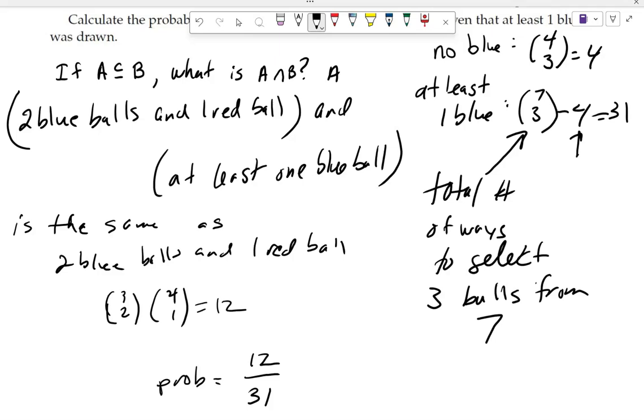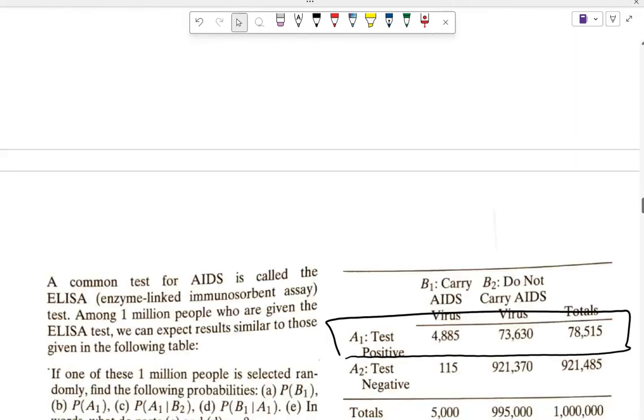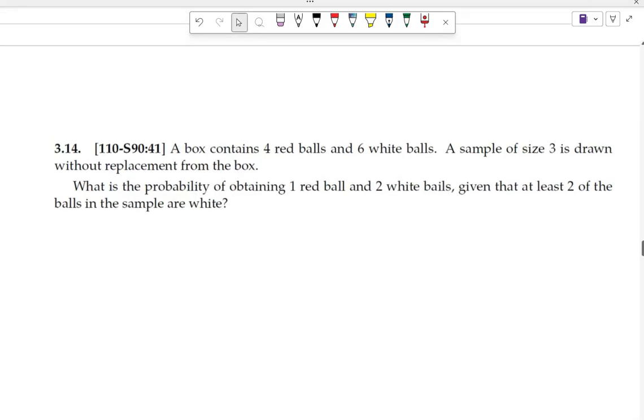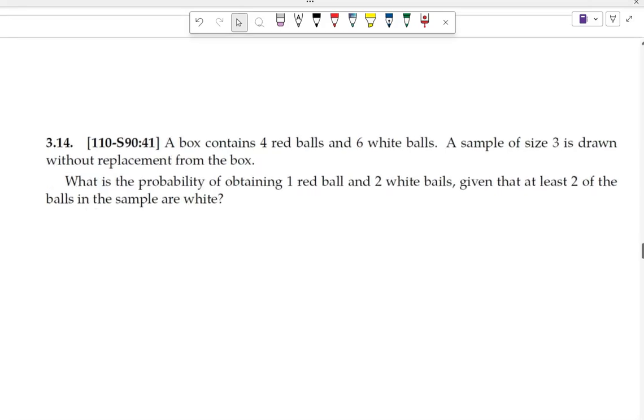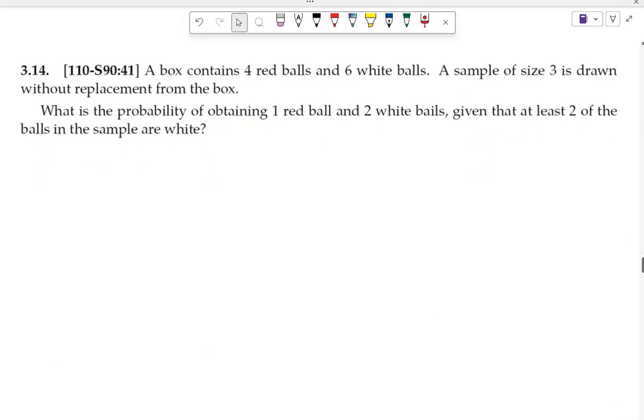You're all very, very excited about the material. I love to see it. We did that one already. All right. See if you can do that one.